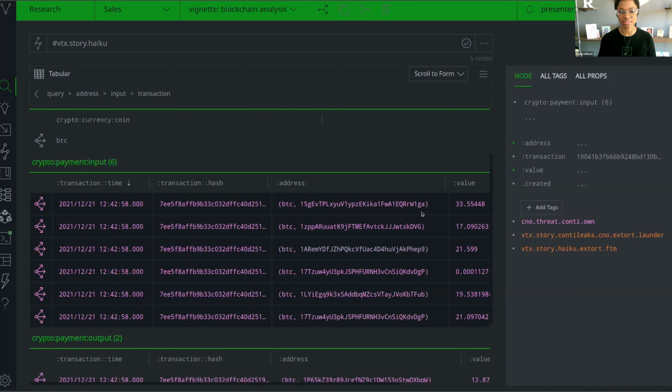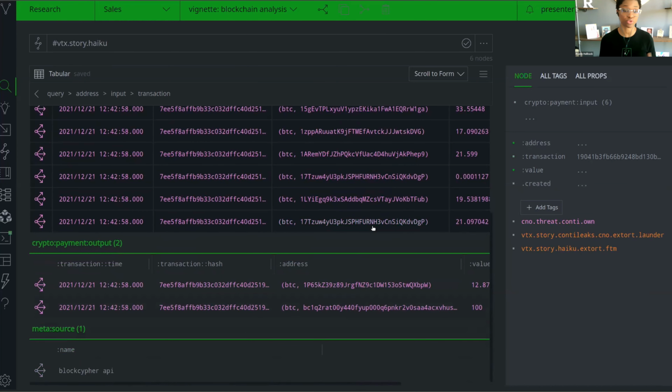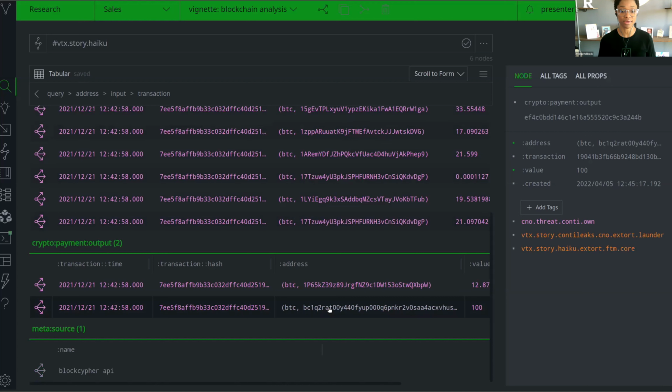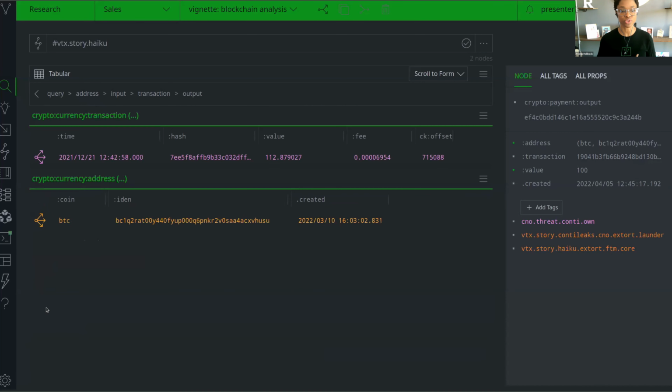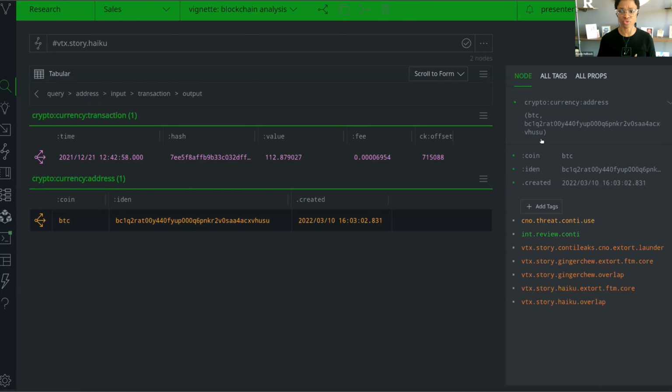So in addition to identifying these inputs, which was great as we tried to follow the money, we then came across an interesting address for output. On 12/21, where the money was sent, specifically 100 BTC, which is a great round number, it was sent over to this address that ends in HUSU.